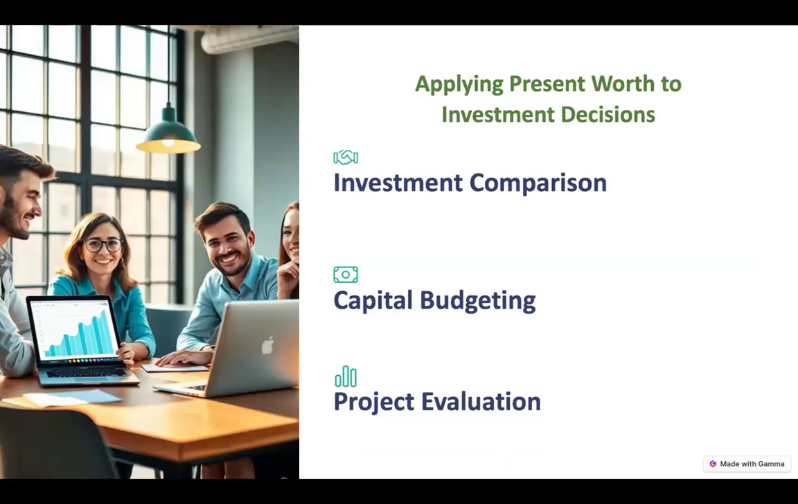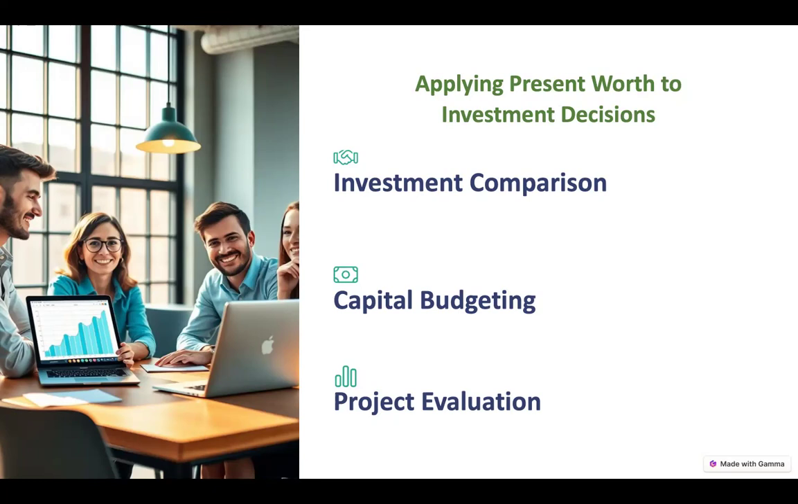Applying present worth to investment decisions covers investment comparison, capital budgeting, and project evaluation. For investment comparison, present worth analysis allows an objective comparison of different investment opportunities. So you are able to know which one you're investing in for the long run. What is your goal? Is it short term, medium term, or long term? So you are able to know which investment is better than the other one.